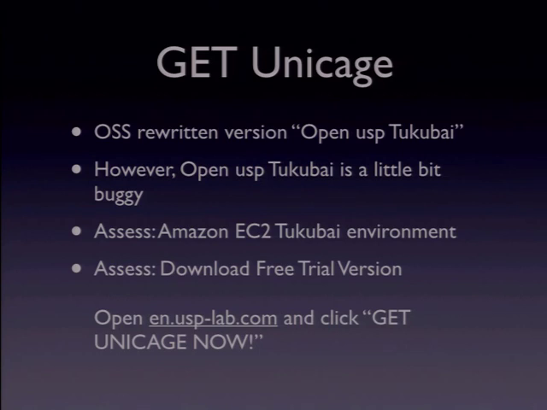If you want to access Unicage and Tukubai commands, please try the Unicage data analytics platform on Amazon EC2. You can easily try it. Open en.usp-lab.com and click Get Unicage Now. Or you can download the free trial version of USP Tukubai for FreeBSD, macOS 10, Red Hat, CentOS, and Debian. These include manuals and documents in English too.